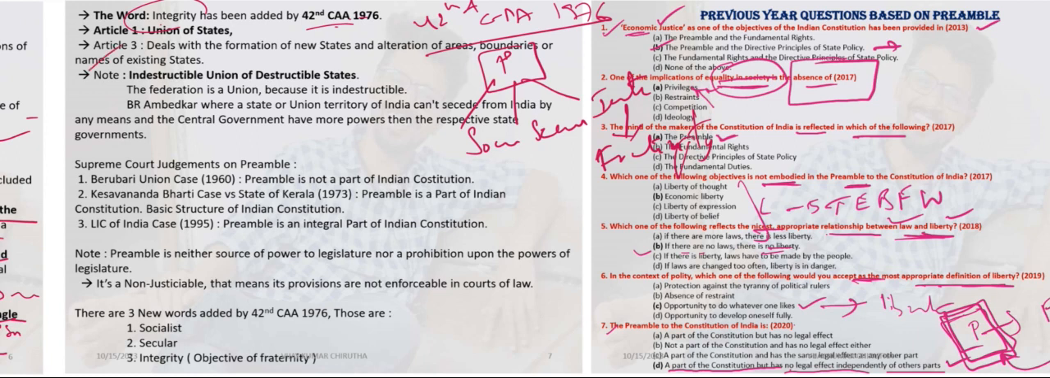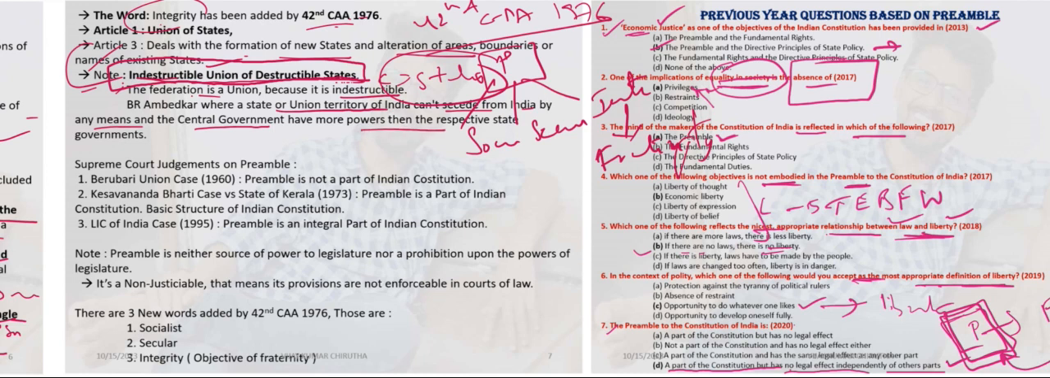Article 3 deals with the formation, alteration of areas, boundaries and names of existing states. It gives the information of an indestructible union of destructible states, which means states or units or any part of the Indian territory cannot secede, which means that the center has more power than the states. The federal union, because of the indestructible. As Ambedkar said, the states and union cannot secede from India by any means, so our central government has more power than the respective state governments.